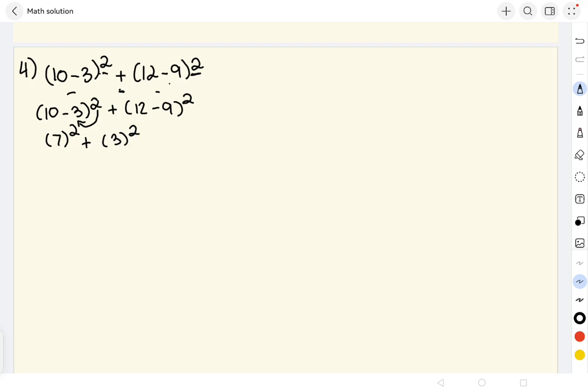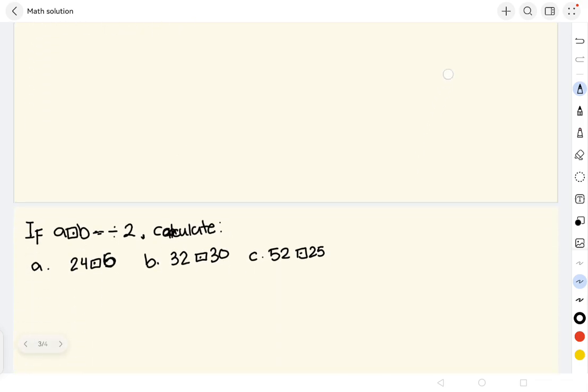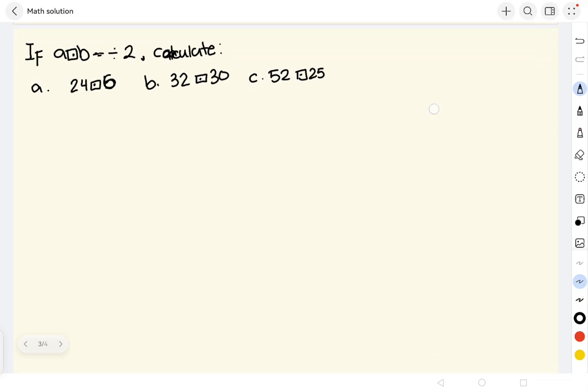So now we do the exponents. 7 times 7 is 49, plus 3 times 3 is 9. So 49 plus 9 is equal to 58. And that's our answer.